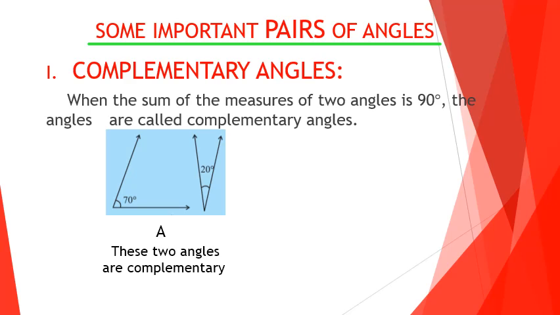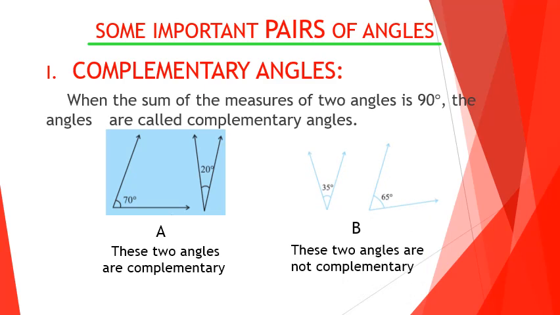Now we can remember this easily by using the words corner angle. Complementary means corner angle. You know the corner angle. What is the measure of a corner angle? Yes, it is 90 degrees. So to remember complementary angle, you can use the words corner angle, that is of 90 degrees.